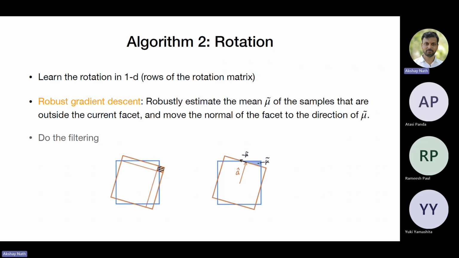And we call it robust gradient descent. It's not exact gradient descent, but we update our rotation vector using the mean of the points outside. The point here, again, is to try to include more points in the cube. And that's something we want to optimize.